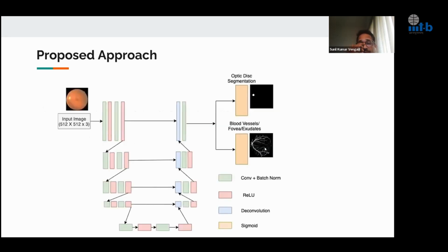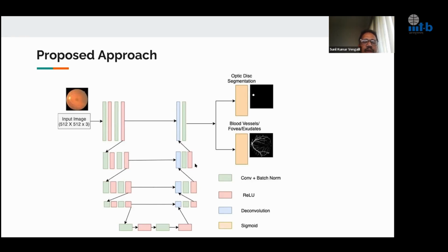This is the structure of the network that we use. This network is called a UNet, and this is a very famous network used for medical image segmentation. It has multiple layers of convolutional and deconvolutional layers. The path on the left side is called the encoder, where the input image is fed, and the successive layers of convolution and max pooling decrease the size of the image.